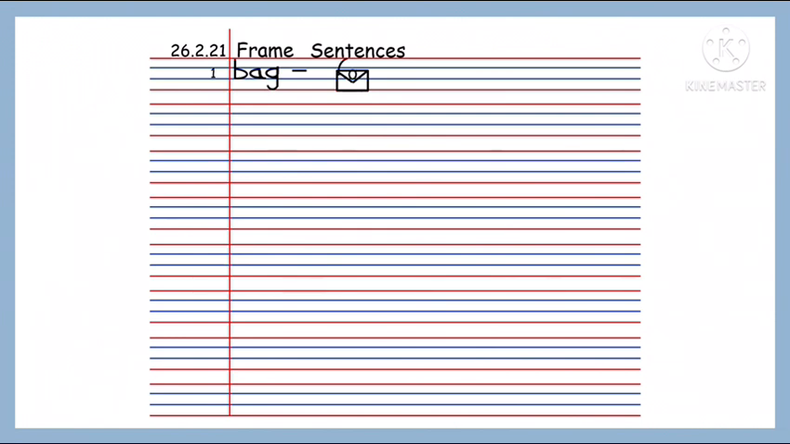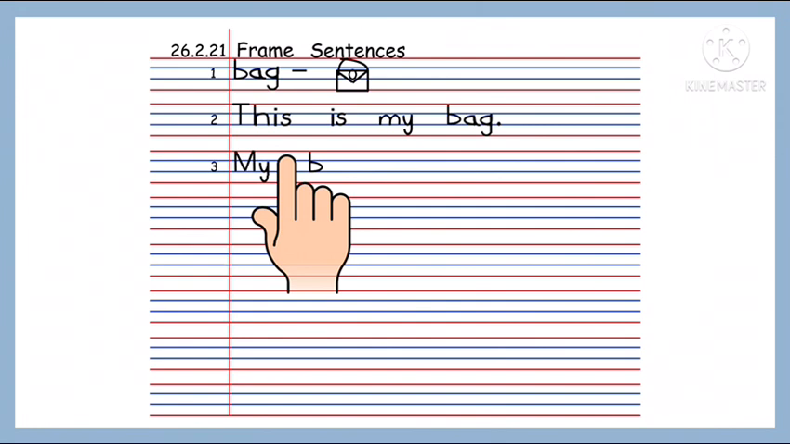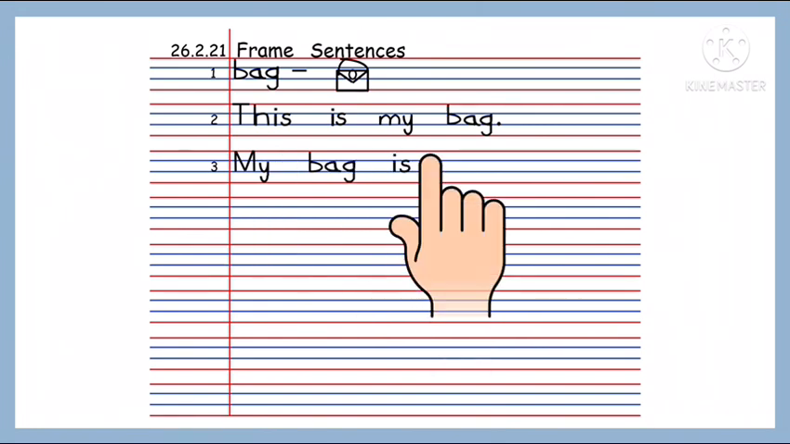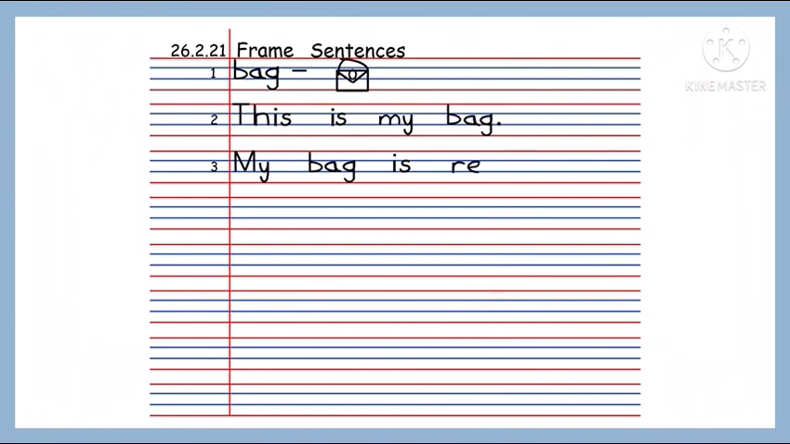Now we'll start with a capital letter. This finger space is finger space, my finger space, bag, full stop. This is my bag. Now next sentence, my finger space, bag, finger space, is finger space, red, full stop. My bag is red. Now write cap, draw cap.